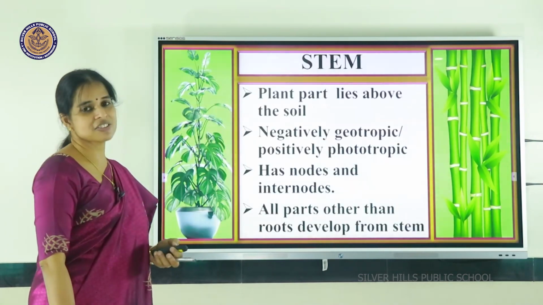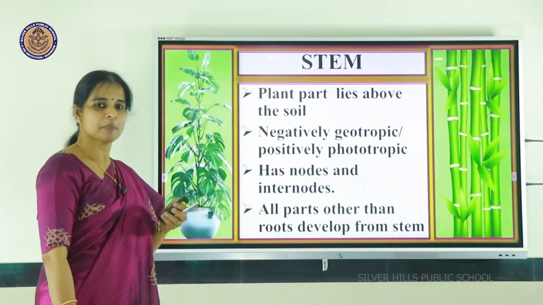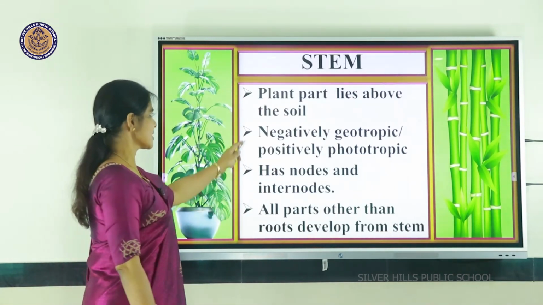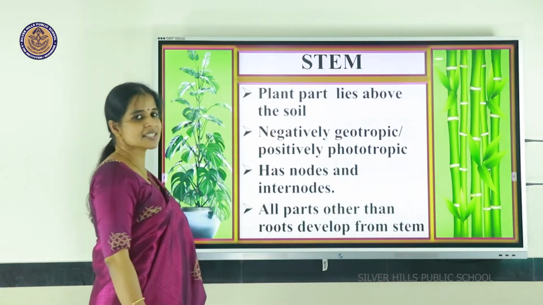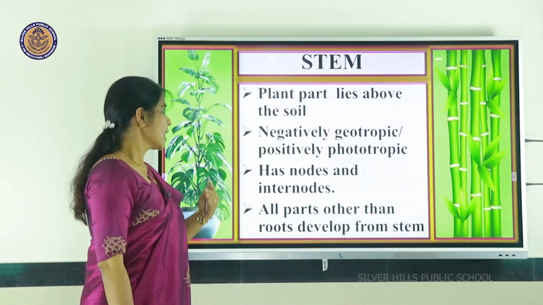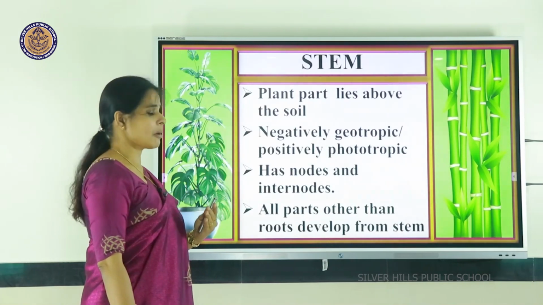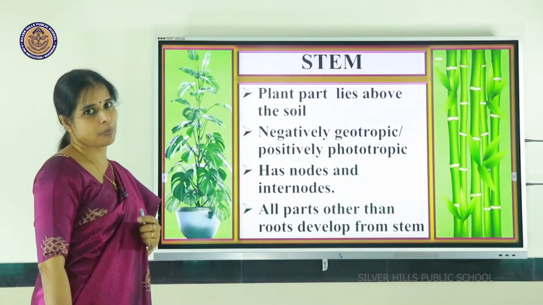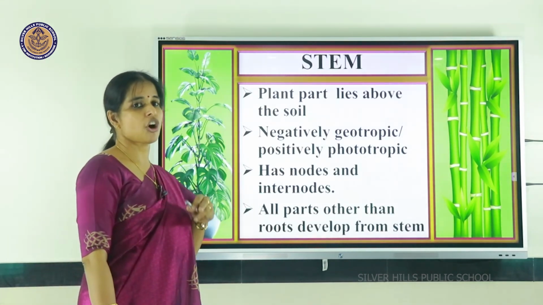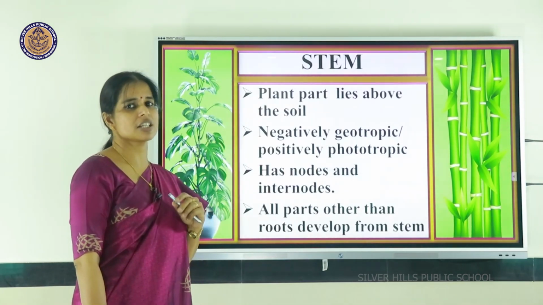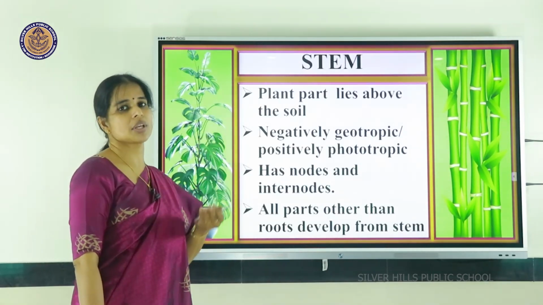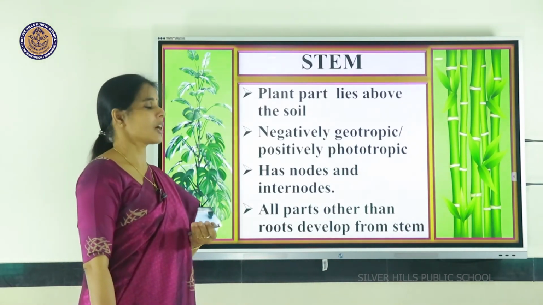Stem, the characteristic features of the stem. What are the important characteristic features of the stem? The most important feature is that it is the plant part that lies above the soil. As it lies above the soil, we can say it is negatively geotropic. What is negatively geotropic? It does not show any affinity towards gravity. That is why we say it is negatively geotropic. It is always growing or moving away from the ground.